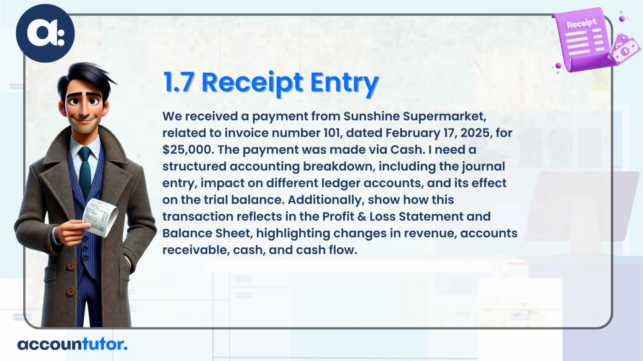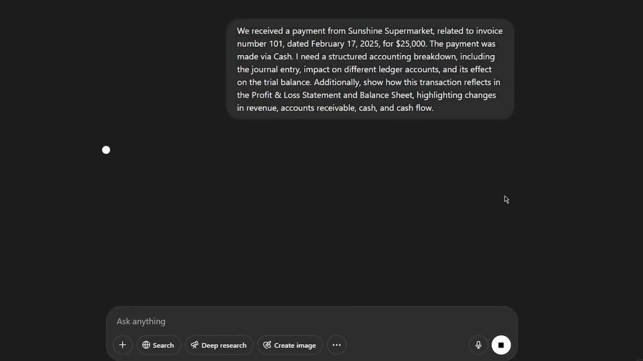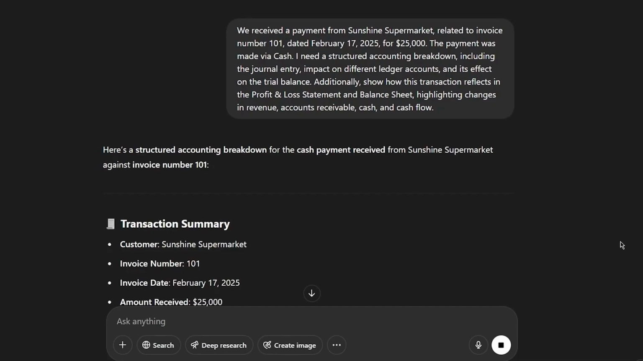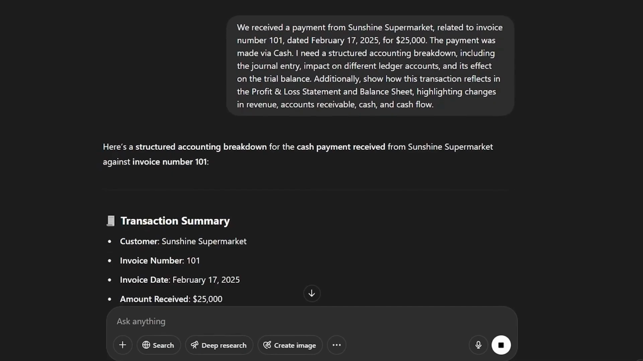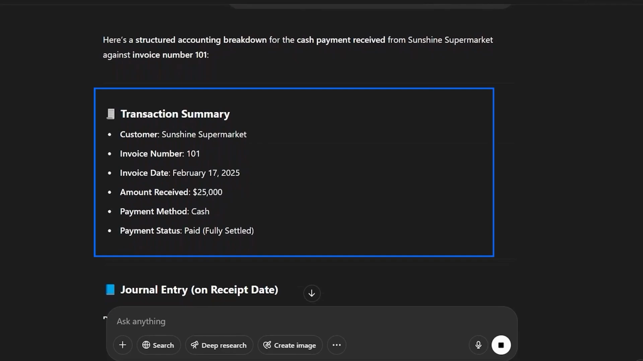In this prompt, we have added all the required information on the blank parts from the cash receipt, like receiver name, amounts, and payment method. In response to the prompt about recording a cash payment from Sunshine Supermarket, ChatGPT offers a clean and structured accounting breakdown. The transaction involves a $25,000 payment made on February 17, 2025, in full settlement of invoice number 101.